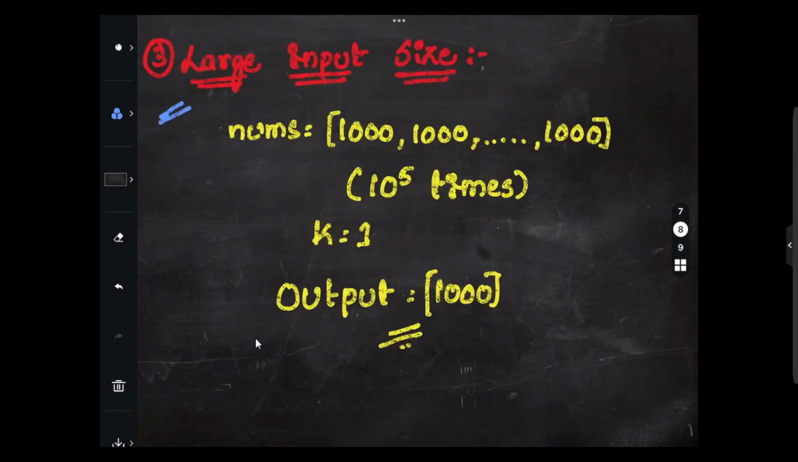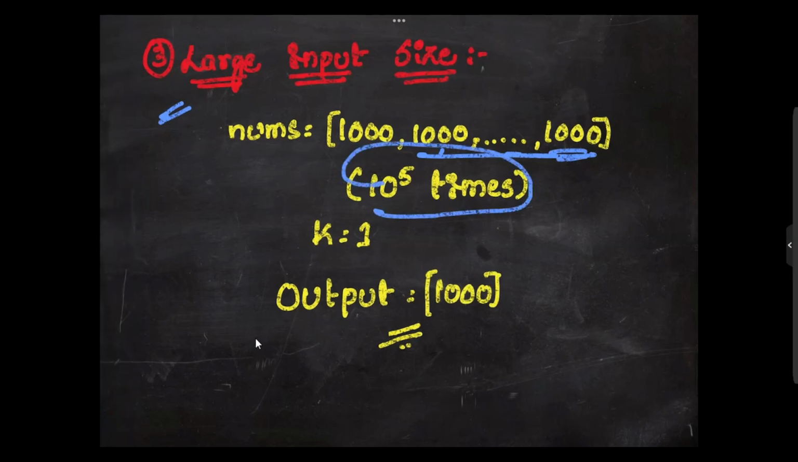Let's move on with the third edge case here, large input size. When I say large input size, we have 1000 up to 10 to the power of something times, right? K equals 1 we have. In this case, we are going with the large input size.